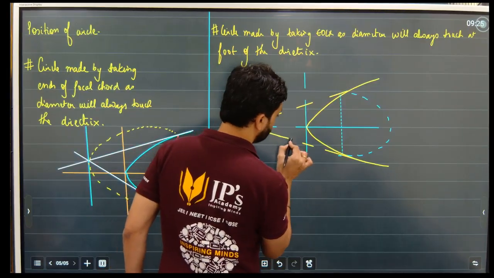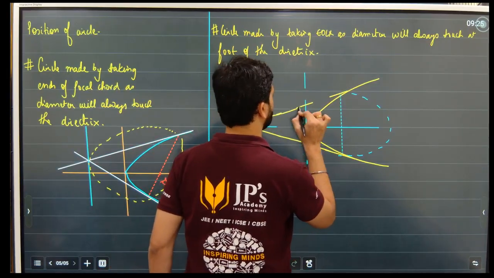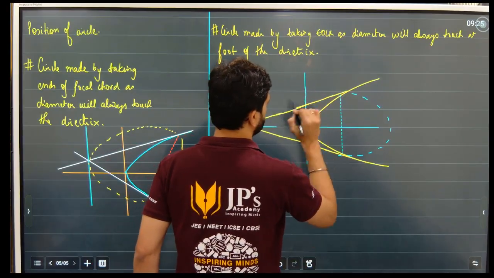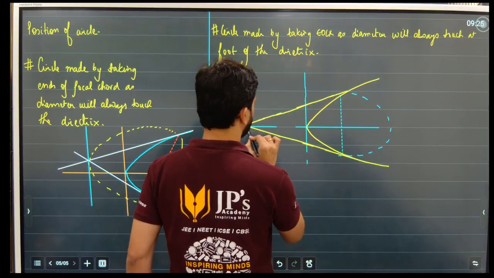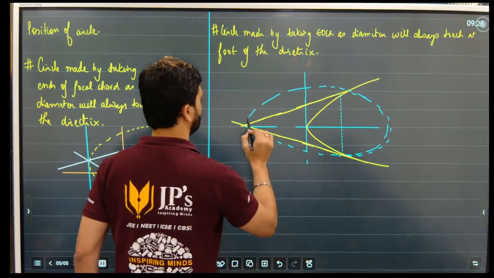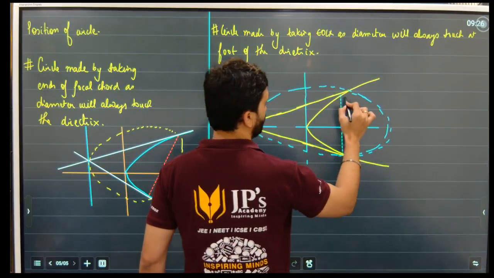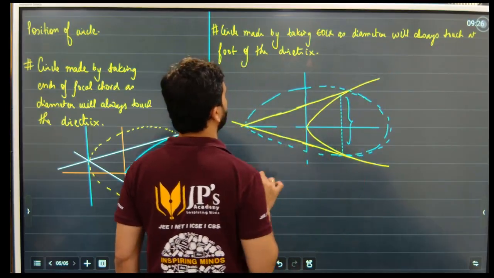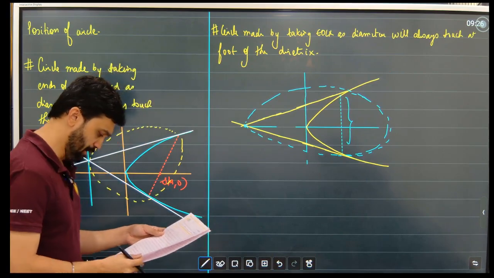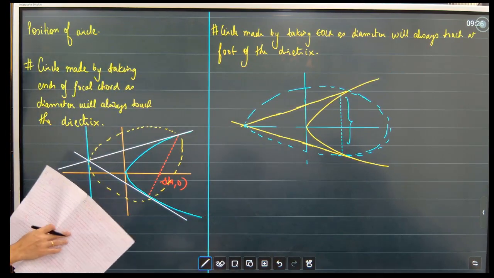So remember, it is like this, and it will always stay like this. So this will be your diameter and it will always pass through the foot of the directrix. It's a very important concept. It will always touch the foot of the directrix.